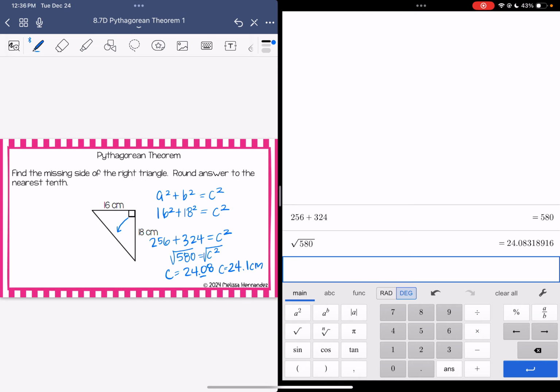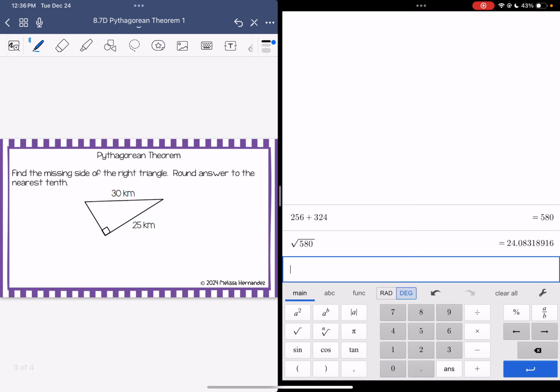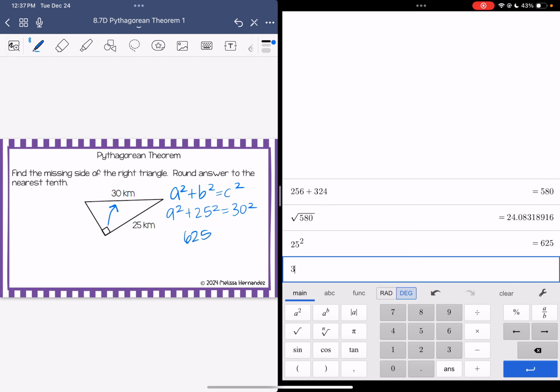All right, so let's go to the next example. It says find the missing side of the right triangle, round the answer to the nearest tenth. We're doing the same thing. Put an arrow. If you already noticed, the hypotenuse is given to us, so we're actually solving for one of the legs. Now I'll go ahead and square these. That's 625, and then 30 squared will give me 900.